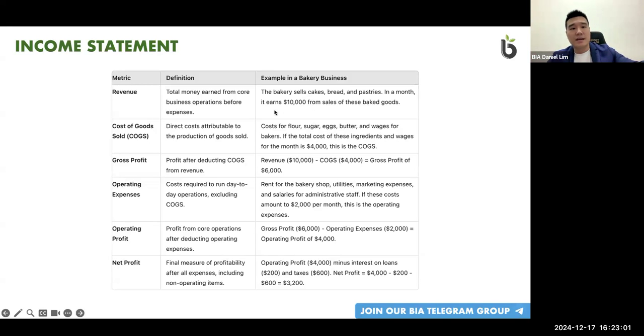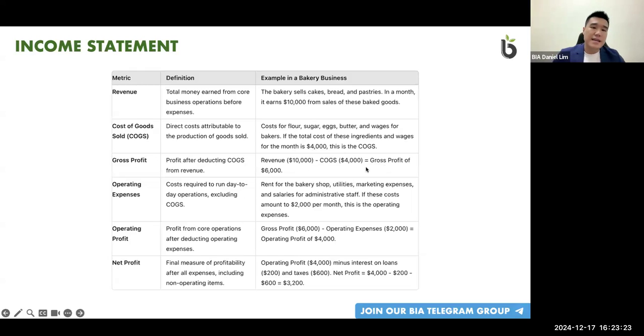After you minus cost of goods sold from revenue, whatever is left at that level is what we call the gross profit. Gross profit is after you deduct the cost of goods sold from the revenue. So you take 10,000 here, minus cost of goods sold of 4,000, the gross profit is 6,000.